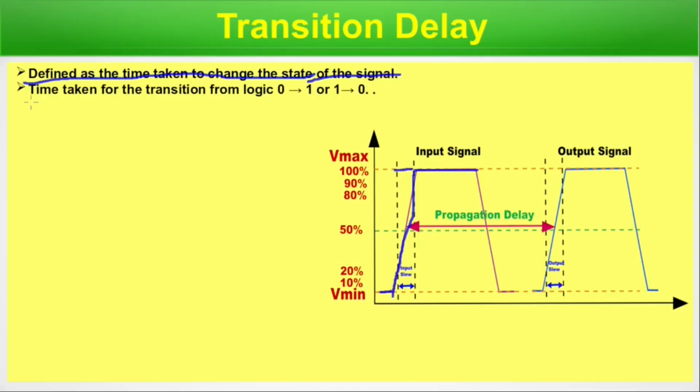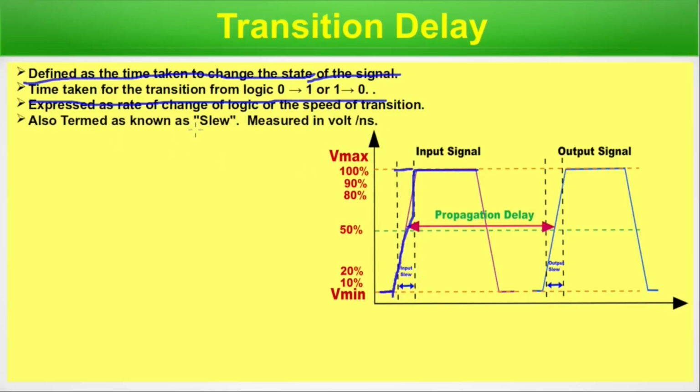Time taken for transition from logic 0 to 1 or 1 to 0, expressed as rate of change of logic, or the speed of transition, how fast it's changing its logic state. That is the rate of change of the logic, or the speed of the transition. Also termed as skew and measured in volt per nanosecond.